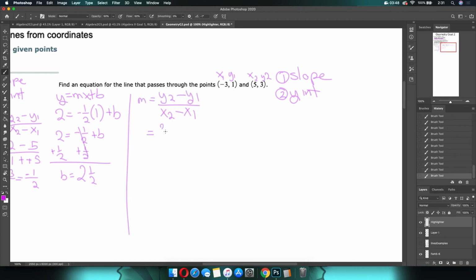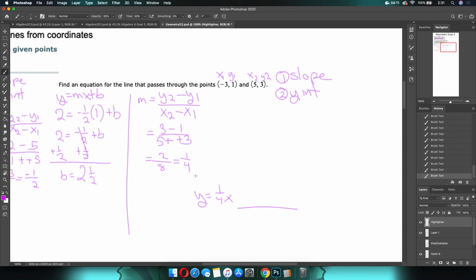What's our y2? 3. What's our y1? 1. What's our x2? 5, minus what's our x1? -3. Double negative is a positive. 3 minus 1 is 2. 5 plus 3 is 8. So our slope is going to be 1/4. So our answer is going to be y equals 1/4 x plus something. We've got to figure out the something.